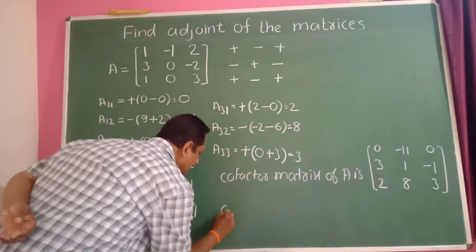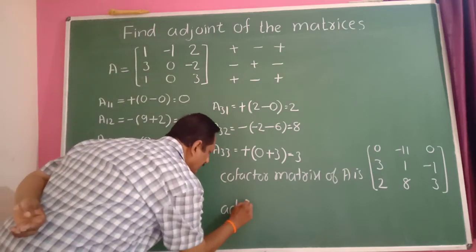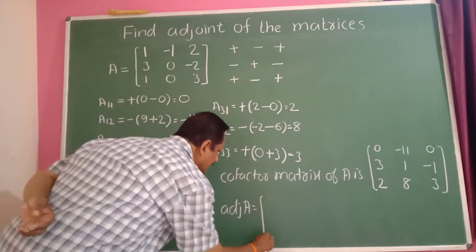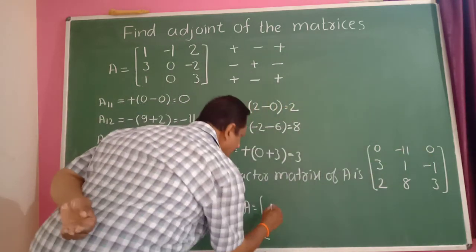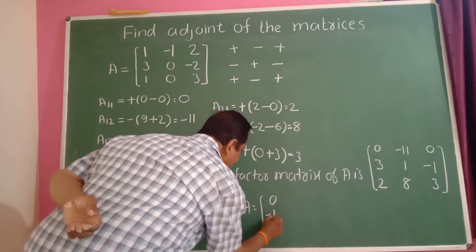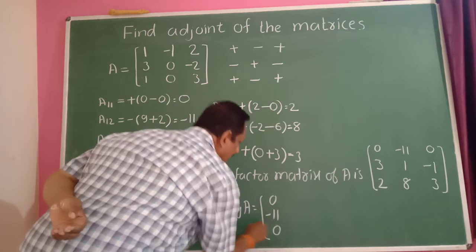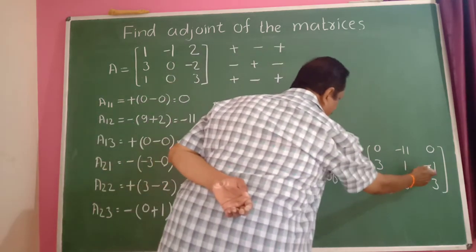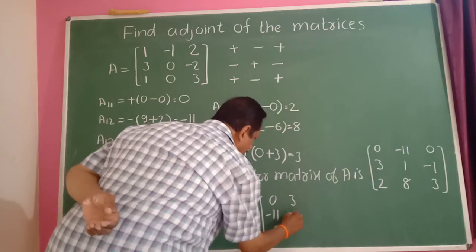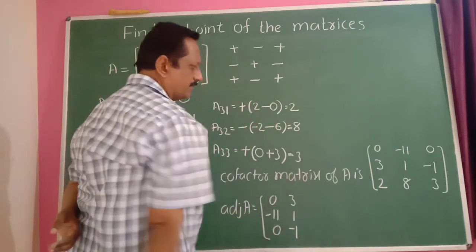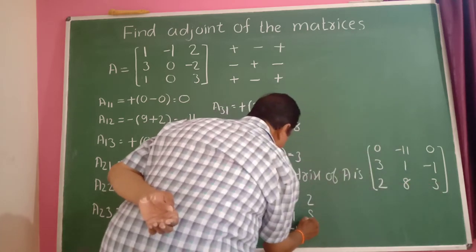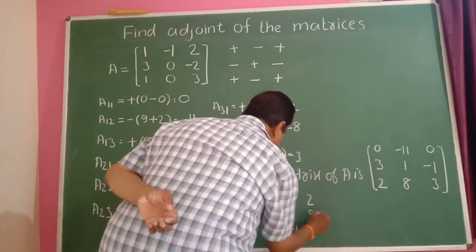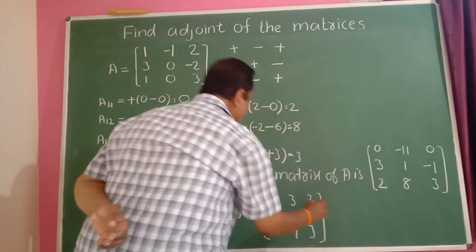Then the adjoint means the transpose of the cofactor matrix. Transpose of the cofactor: therefore write 0, minus 11, 0 in the column. Then 3, 1, minus 1. Then 2, 8 and 3. So this becomes the adjoint of the matrix.